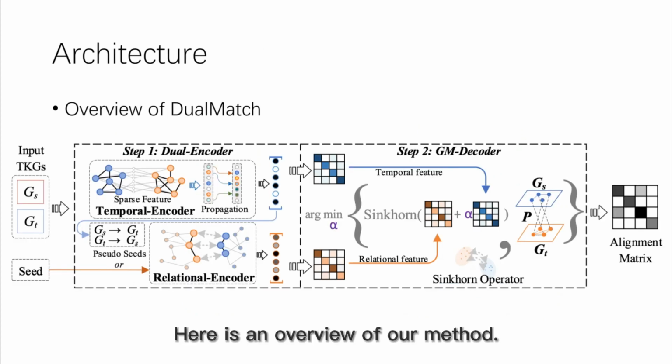Here is an overview of our method. We separate the time feature encoder from the graph neural network. We use two different encoders, namely temporal encoder and relational encoder, to capture different features. When we don't have any pre-aligned pairs, the pairs found by the temporal encoder can serve as training data. The decoder takes the output embeddings of the encoder and fuses them together to get the final result.